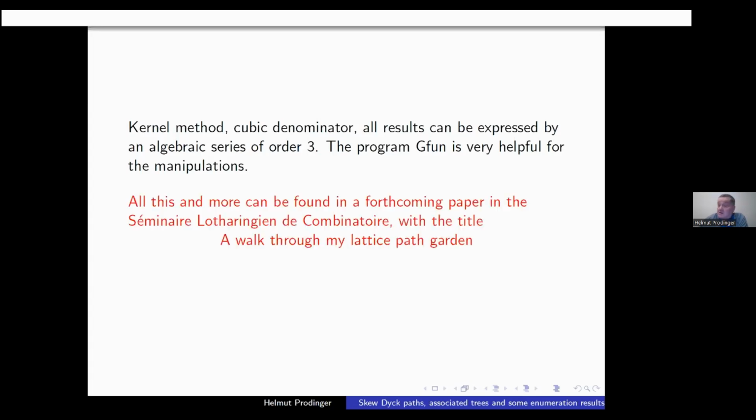Okay, so all this can be found in a forthcoming paper that Cyril Banderier and others are editing for the Séminaire Lotharingien de Combinatoire. I thought they wanted to publish it in January, now August, and now it's September, so I'm not sure whether Cyril is online and when it will really appear. But I collected many of these types of examples, and I think I stop here. Thank you.